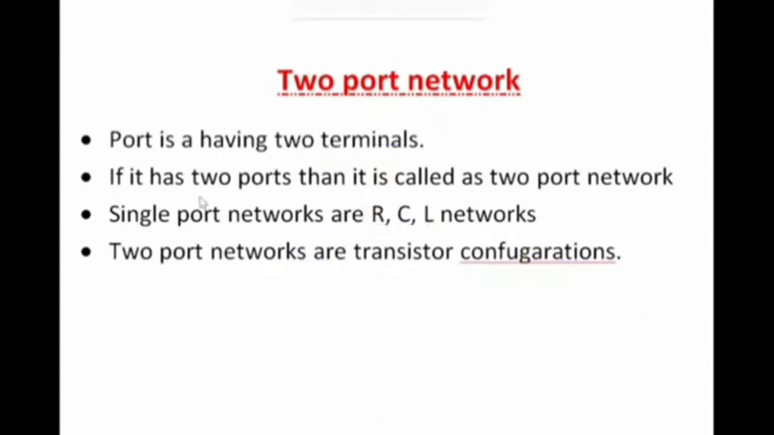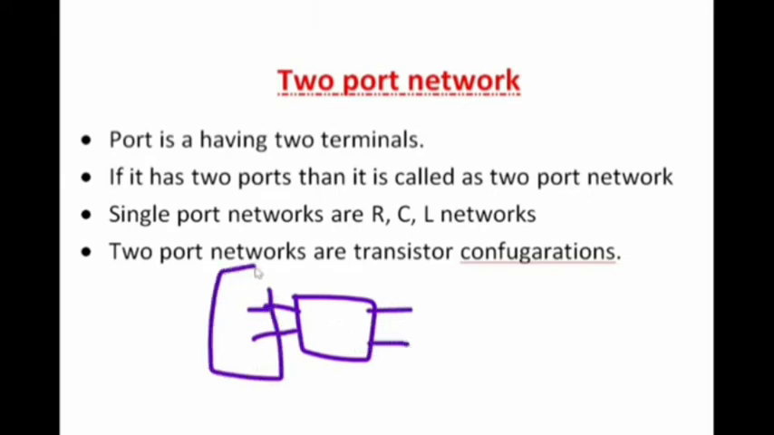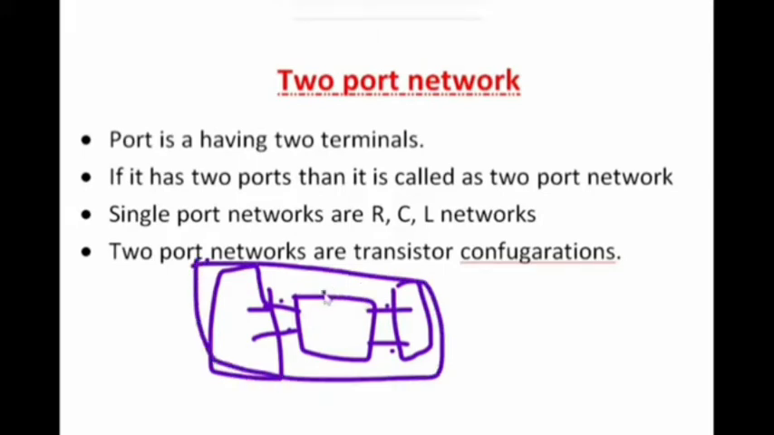If you go to two-port networks, transistor configurations have two input terminals and two output terminals. These are input terminals and these are output terminals, and these two terminals together are called one port, and these two terminals together are called another port. If a circuit has two ports, then it is called a two-port network, and if it has more than two ports, then it is called a multi-port network.